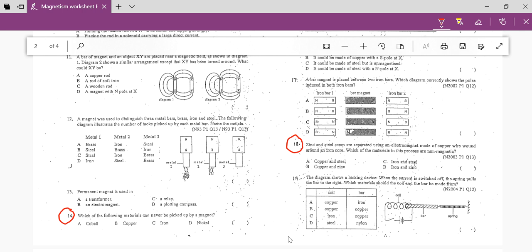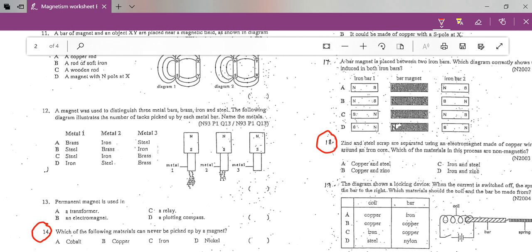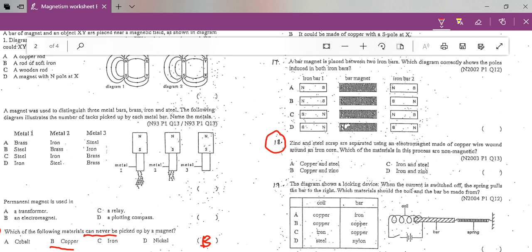Okay, class, let's confirm our answer now. I think you will be able to very quickly verify the answer with me that the first one, number 14, which of the following materials can never be picked up by a magnet? Can never be. Let me enlarge this. Can never be picked up. So I believe the answer is B, right? Can never be.